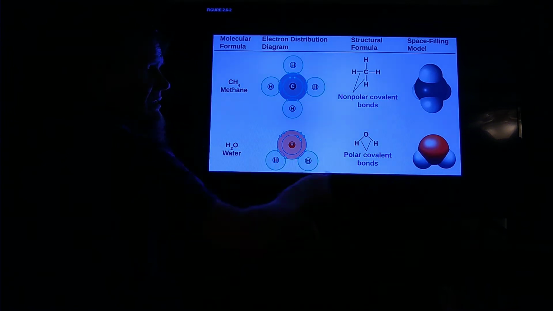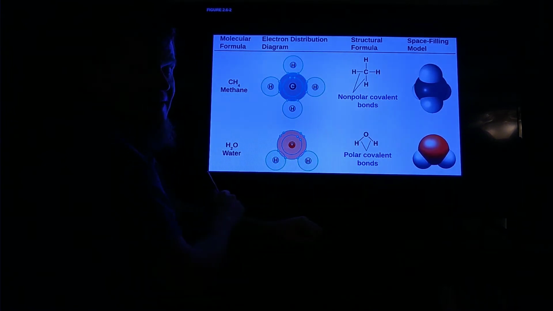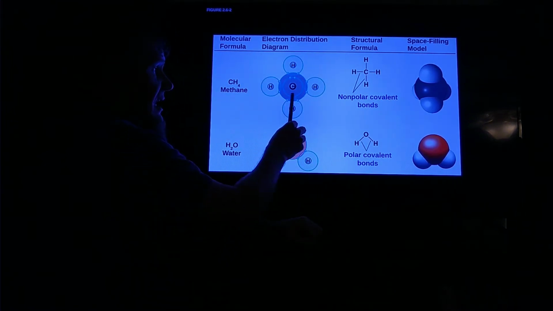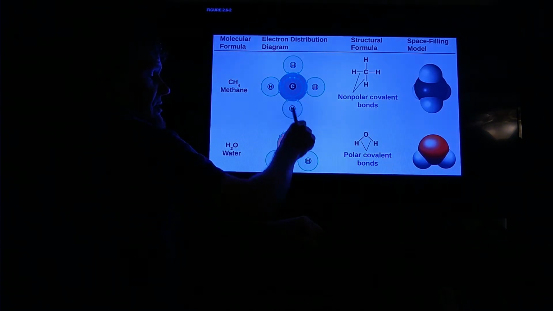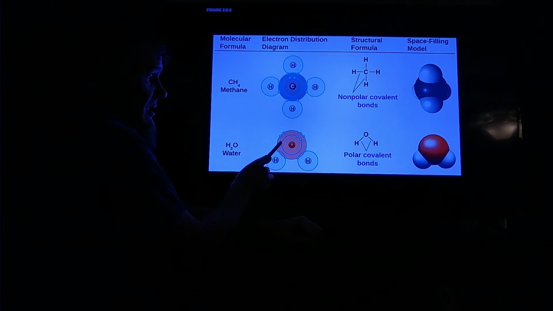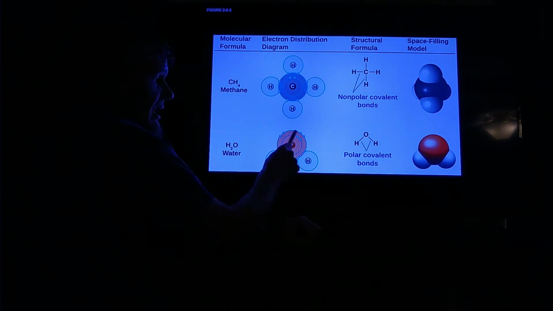What this doesn't illustrate is the fact that the oxygen hangs on to the electrons longer. It's not an equal sharing like what we see here between carbon and hydrogen. It's an unequal sharing. The electrons stay around oxygen most of the time, and then go back around hydrogen occasionally.